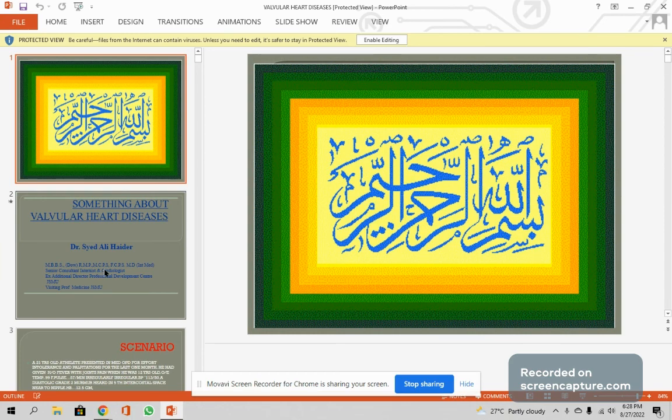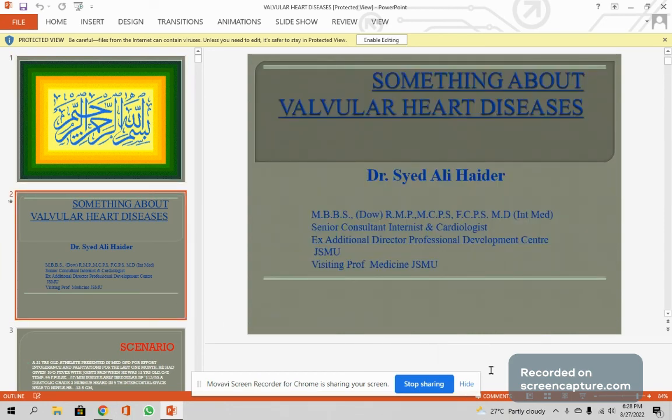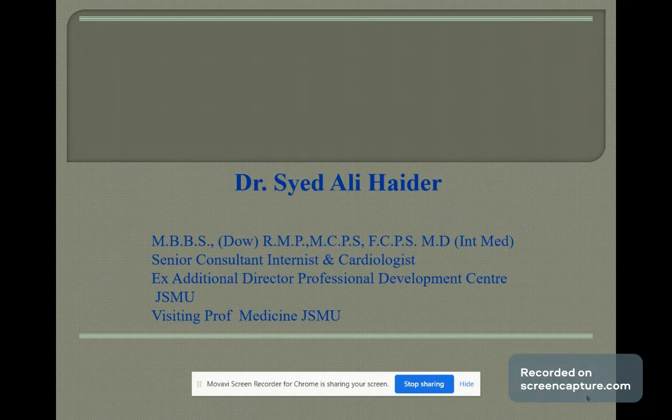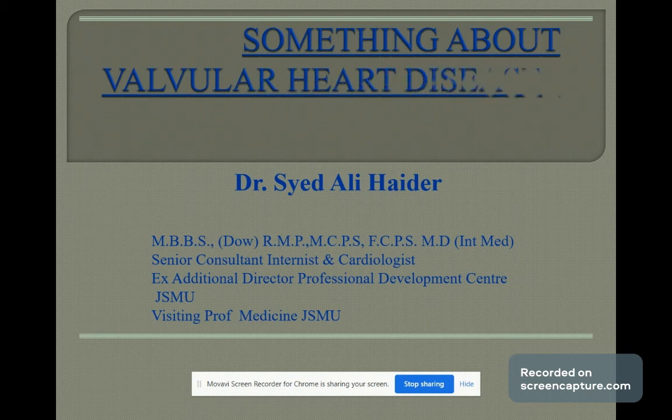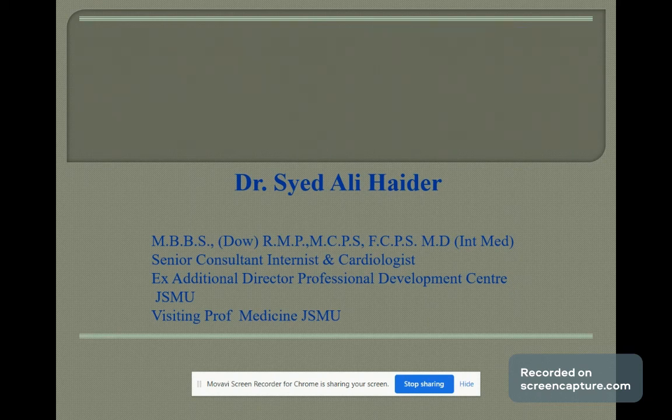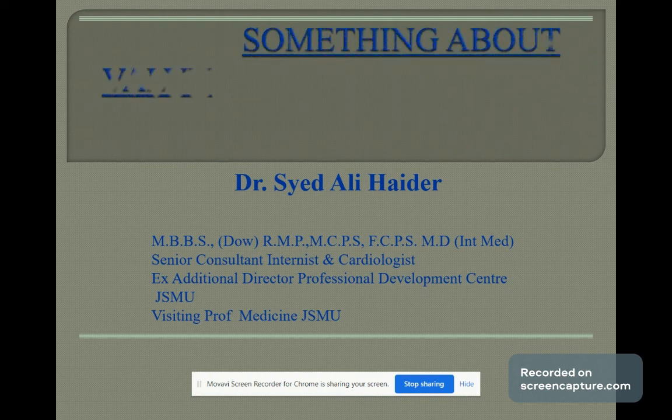My dear students and fellows, we were talking about this subject previously in my two lectures, and these are the valvular heart diseases. I have talked about the mitral valve disease previously, mitral stenosis separately, and mitral regurgitation, with some words relating to the mitral valve prolapse also shared with you.